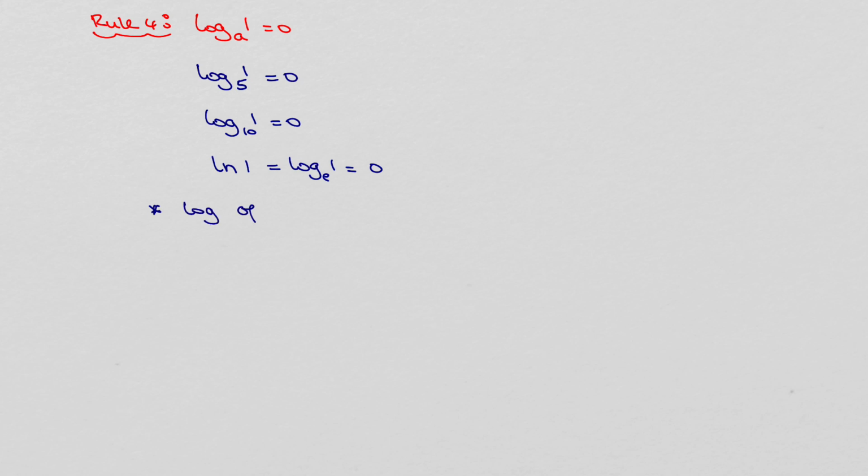So the fourth one down is log 1 to the base a equals 0. You can try this out on your calculator, but basically if we have log of 1 to the base 5, and we put that into our calculator, we're going to get 0. If I have log 1 to the base 10, I will get 0. If I have natural log of 1, in other words, log of 1 to the base e, that is also 0. So basically this rule is telling us that log of 1 to any base is always going to be 0.